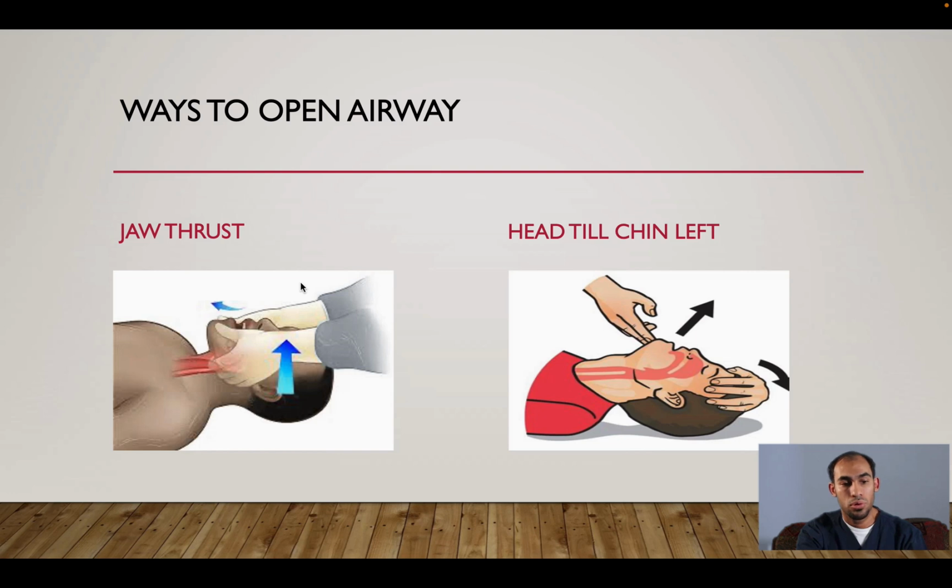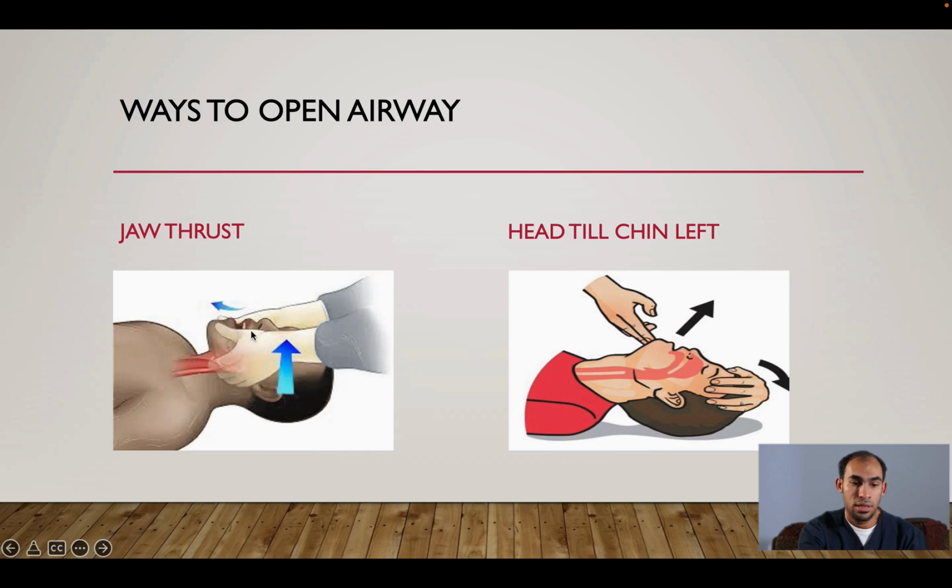So, what are the ways to open the airway? We have two ways here, as you see in the picture. The first one, the most common, is the head tilt chin lift. You will put one hand on the head and the other hand on the chin, and you will lift the patient, and this will cause airway opening.